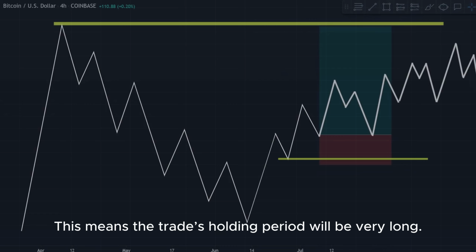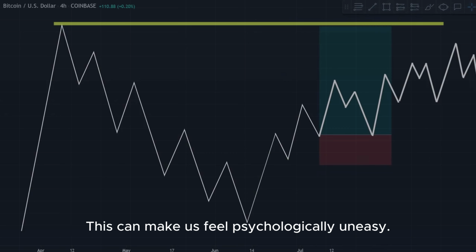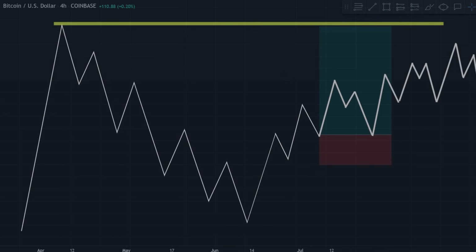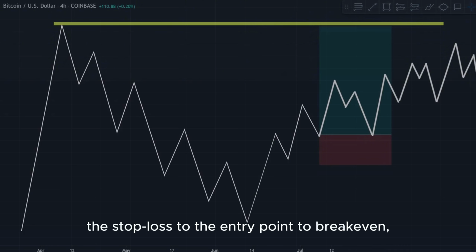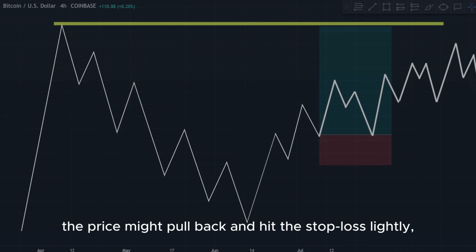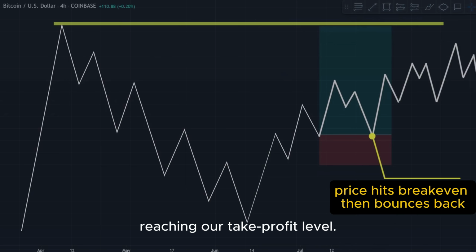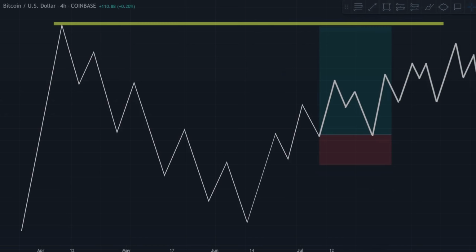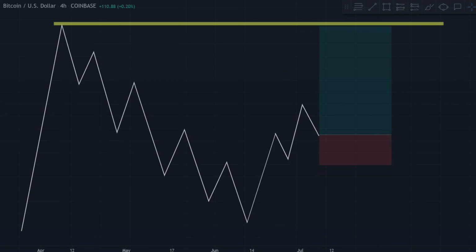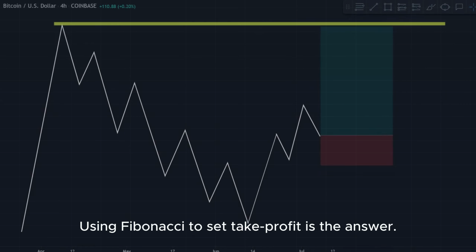This means the trade's holding period will be very long. This can make us feel psychologically uneasy. Moreover, if we move the stop loss to the entry point to break even, the price might pull back and hit the stop loss lightly, and then continue upward, reaching our take profit level. So, now, where should we place the TP to achieve a decent RR ratio, and have the price hit the TP quickly? Using Fibonacci to set take profit is the answer.